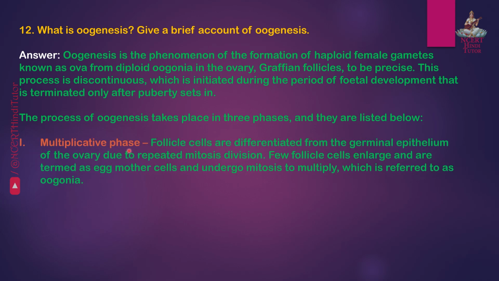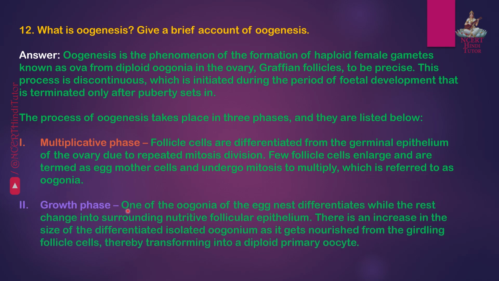First, multiplicative phase. Follicle cells are differentiated from the germinal epithelium of the ovary due to repeated mitosis division. Few follicle cells enlarge and are termed as egg mother cells and undergo mitosis to multiply, which is referred to as oogonia. Second, growth phase. One of the oogonia of the egg nest differentiates while the rest change into surrounding nutritive follicular epithelium. There is an increase in the size of the differentiated isolated oogonium as it gets nourished from the girdling follicle cells, thereby transforming into a diploid primary oocyte.